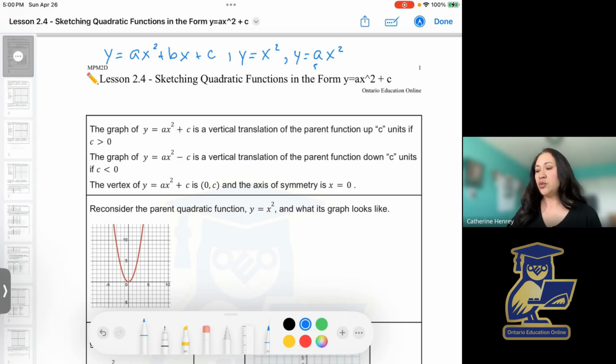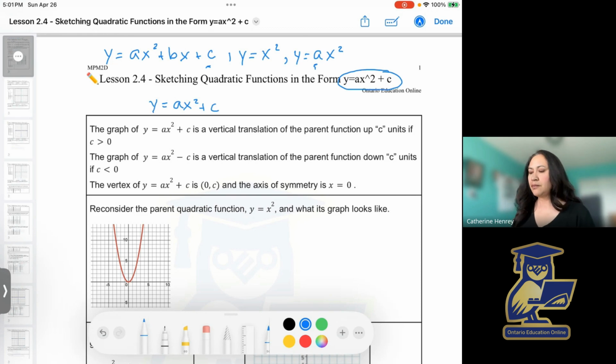Well, now in lesson 2.4, we're going to add the c value of our standard form. So we're going to take a look at graphs of y equals ax², but now we're adding c. And we'll see how c changes our parabola. So here, the graph of y equals x² plus c is a vertical translation up c units, that is if c is greater than 0. Now, if c is less than 0, this is a vertical translation of the parent function, but down c units.